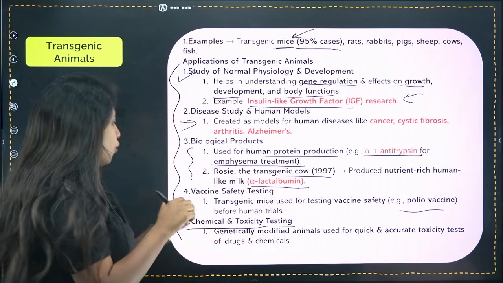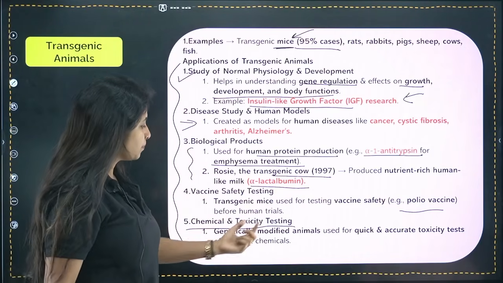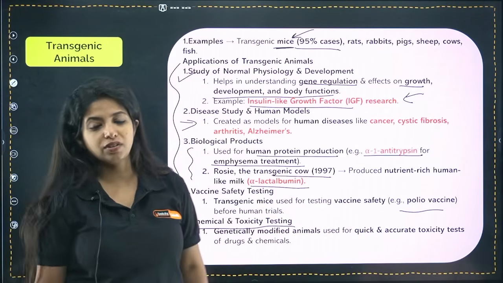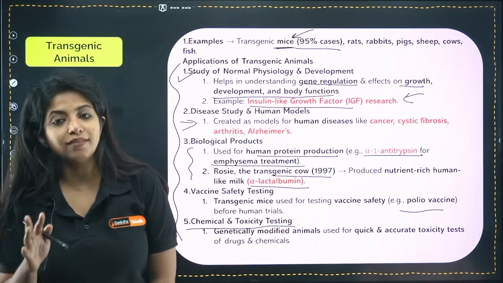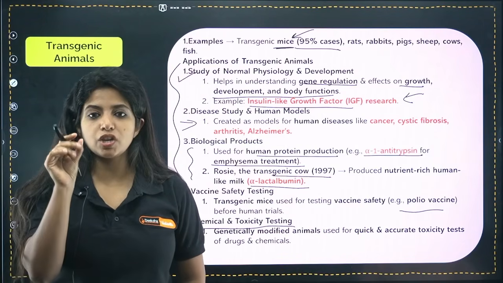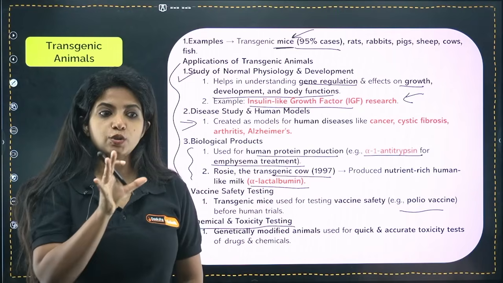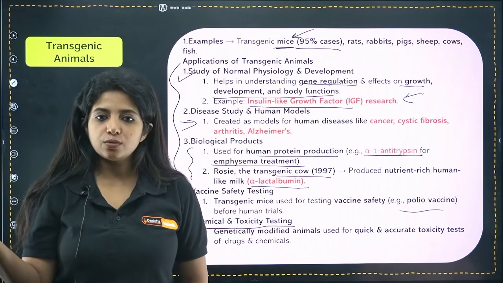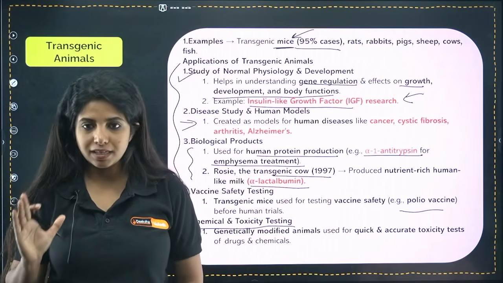You get it? So for chemical and toxicity testing, genetically modified animals are used for quick and accurate testing of drugs as well as the other chemicals out there. So which is why we say that this much mg of this particular medicine is okay. We cannot have too much amount, right? Why? Otherwise we will also die. So basically this has been tried and tested as well.